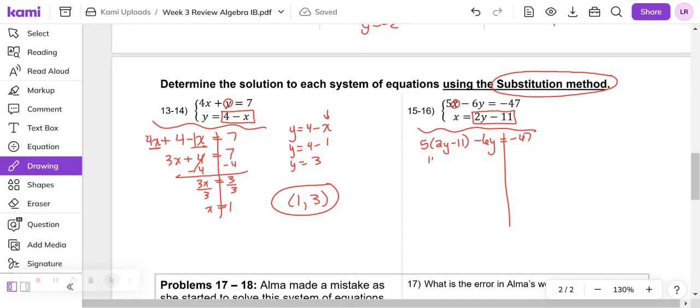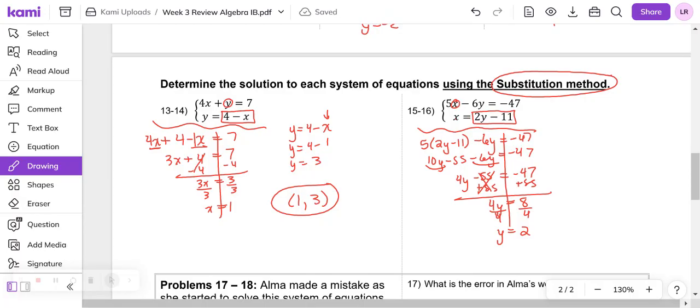So distribute. 10y minus 55 minus 6y equals negative 47. Okay, remember these y's are on the same side, so I can just put them together. 10y minus 6y is 4y. And solve the equation. Add 55 to both sides. It's going to give me 4y equals 8. Divide by 4, and y equals 2.